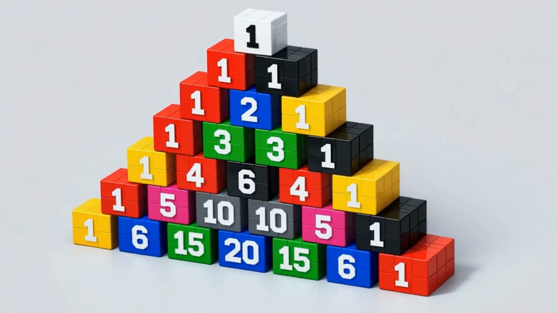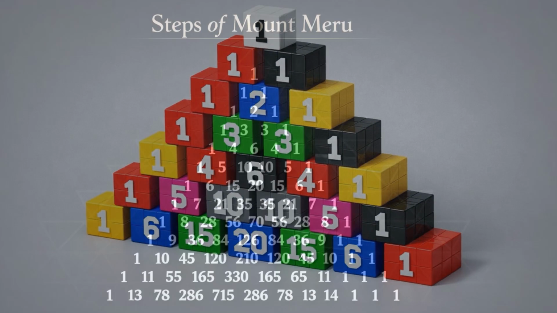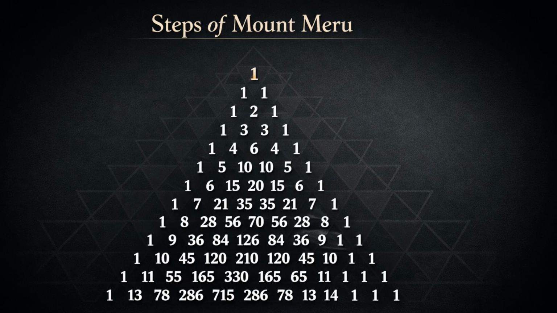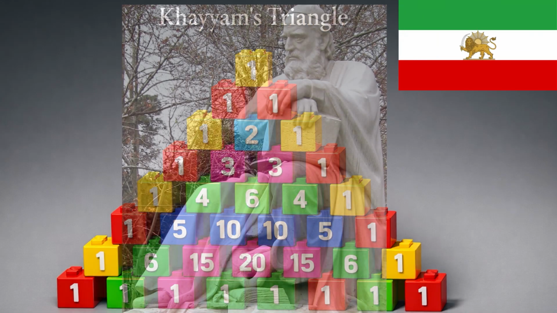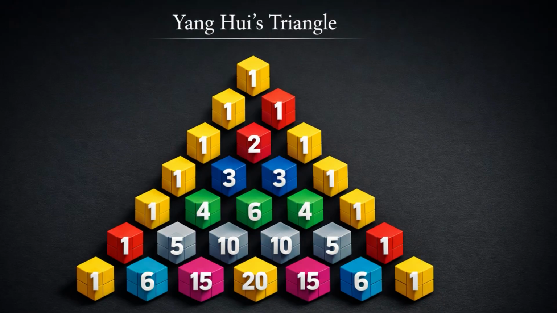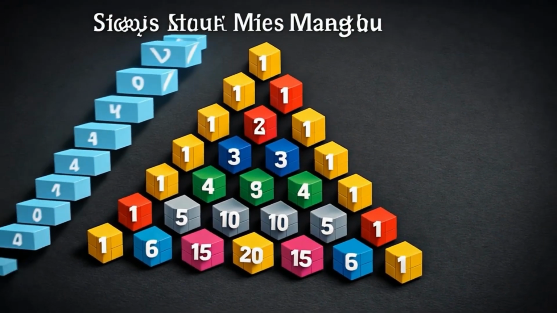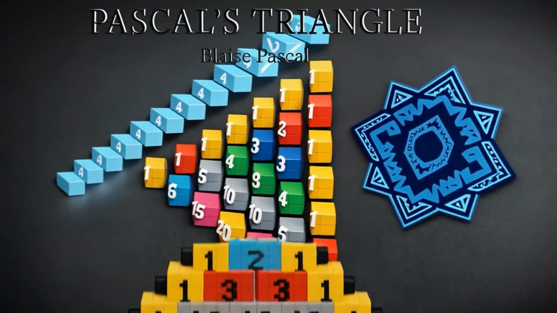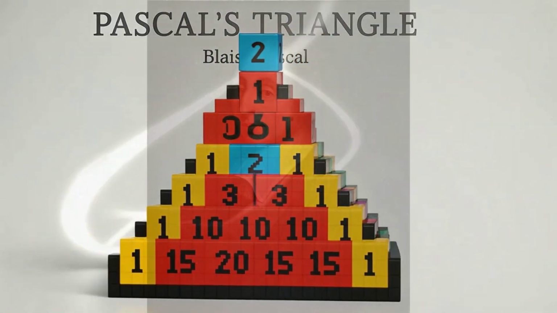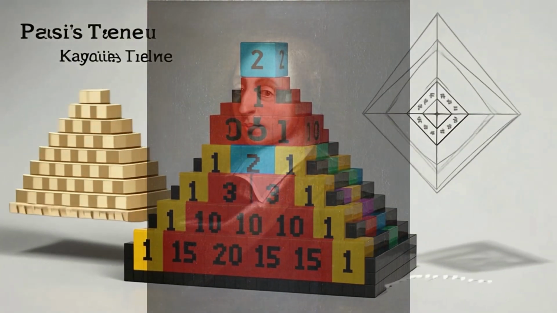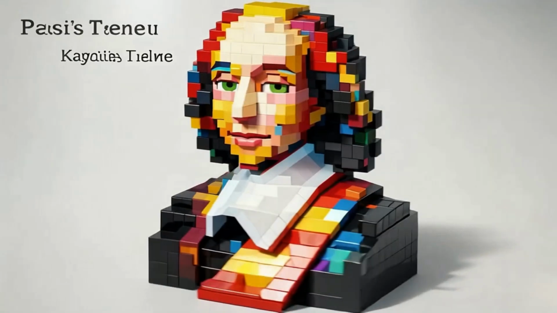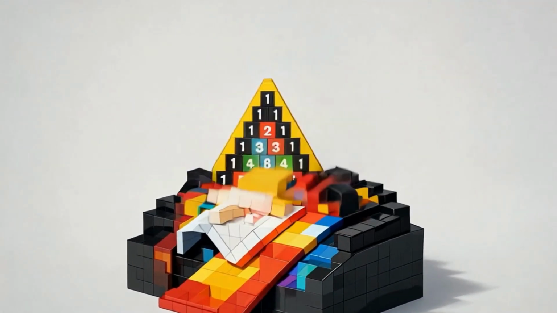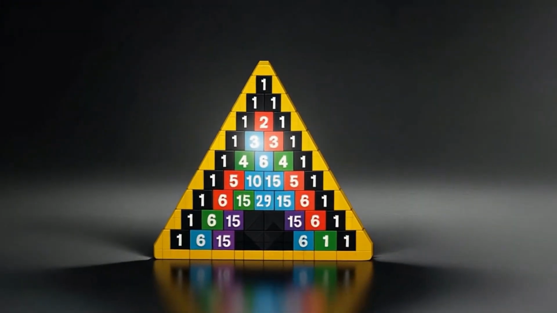Different cultures have given this triangle different names. In India, it was known as the Steps of Mount Meru. In Iran, it is often called Khayyam's Triangle. In China, it appears as Yang Hui's triangle. Yet across most of the world, it is recognized as Pascal's triangle, named after the French mathematician Blaise Pascal. So the question is, what makes this triangle so important? In this video, we will explore some of the secrets hidden inside it.